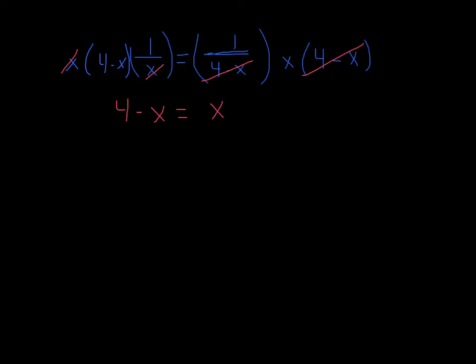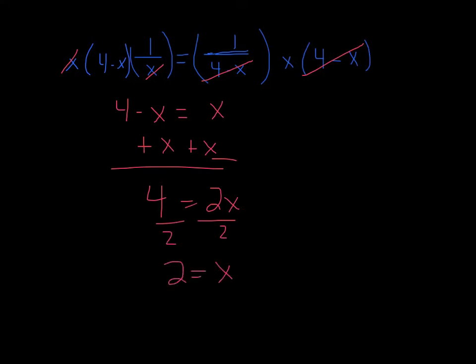All right, so then what are we going to do? We have to solve for x now, right? So let's add x to both sides. You have 4 equals 2x. Divide by 2, and x equals 2.